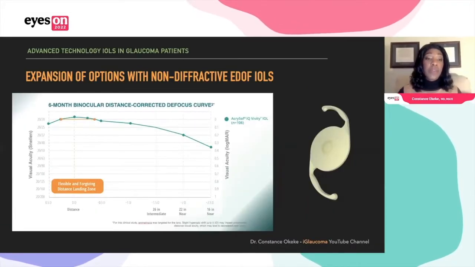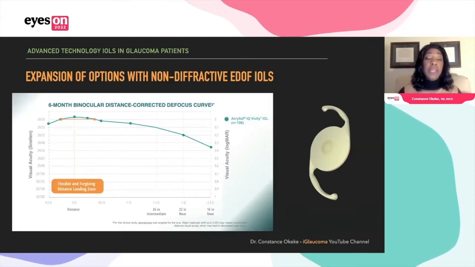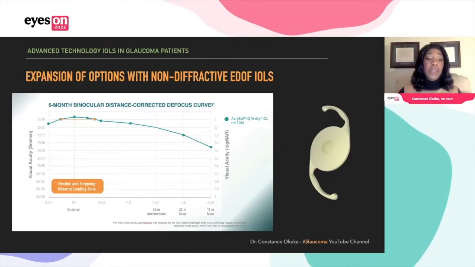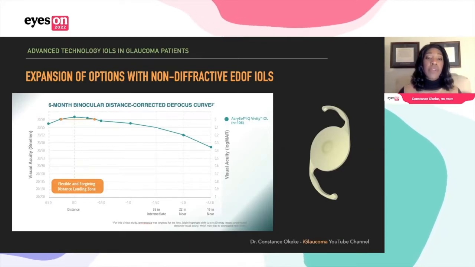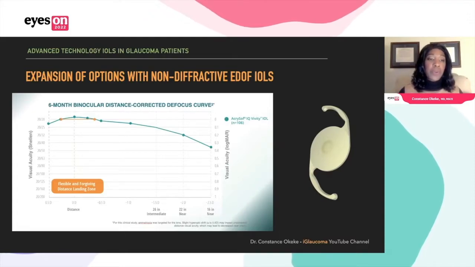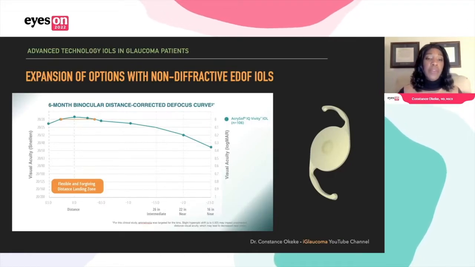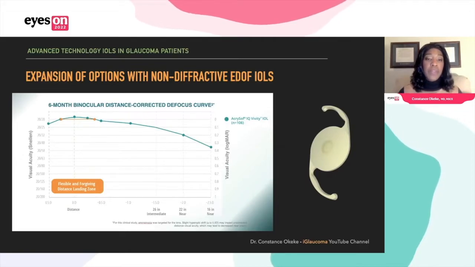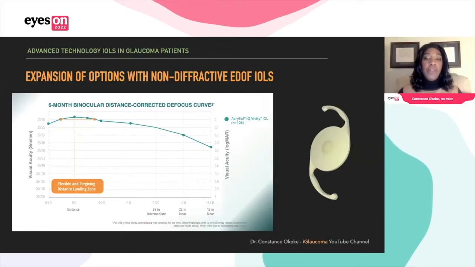Here we can look at the defocus curve, and one of the advantages of this type of technology is that one can call the lens very forgiving because it has a wide landing zone here on the defocus curve where the ability to see 20/20 or better has a wide range. As one goes down the defocus curve into the intermediate zone, you're still having excellent intermediate vision at 20/25. And then as you get into the near zone, you still have very good functional near.